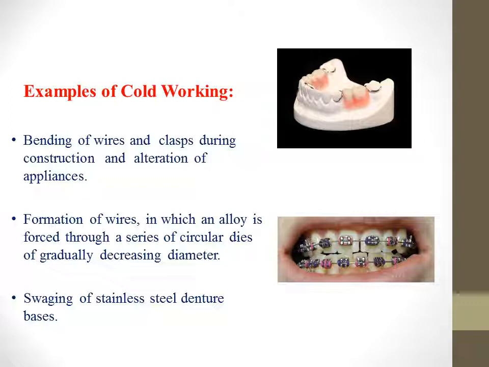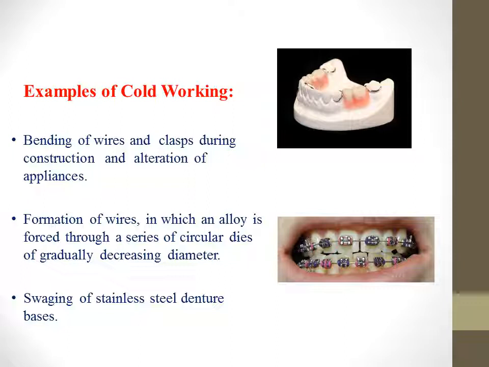In the same way, in the second picture, if you can appreciate, these are the orthodontic brackets through which the wire is passed through and attached. So this practice is also known as cold working, because at room temperature these wires are inserted into the brackets and passed all around. So these are two examples of cold working.